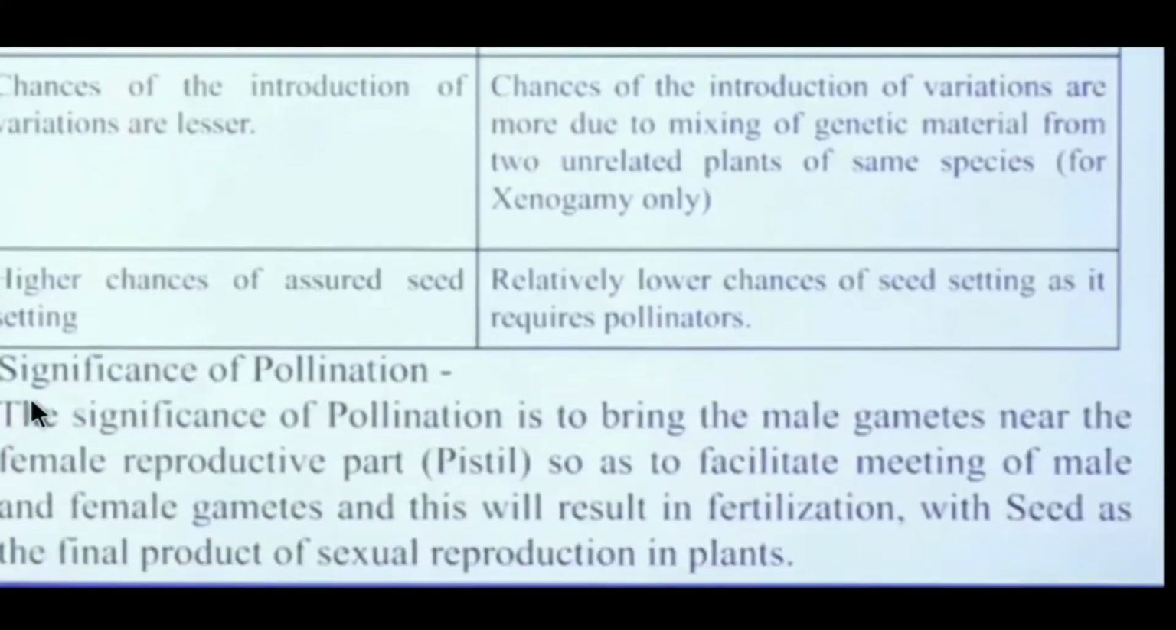And then answer of significance of pollination. The significance of pollination is to bring the male gametes near the female reproductive part, pistil, so as to facilitate meeting of male and female gametes, and this will result in fertilization with seed as the final product of sexual reproduction in the plants.